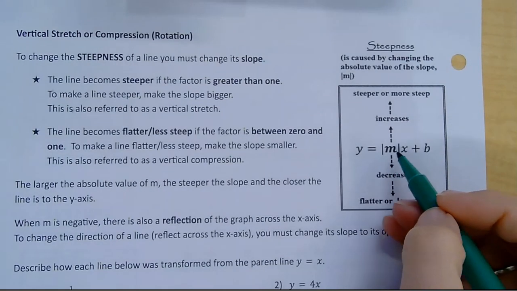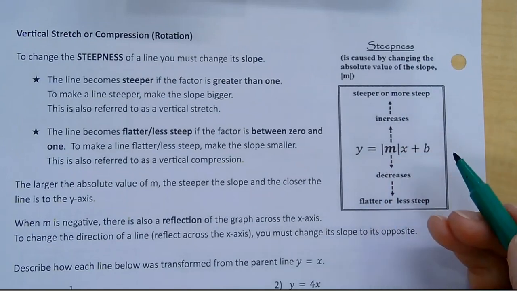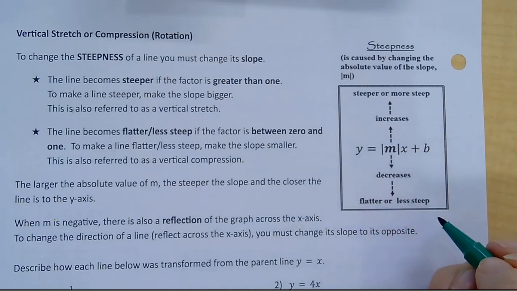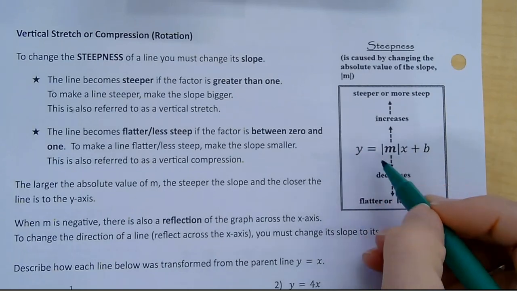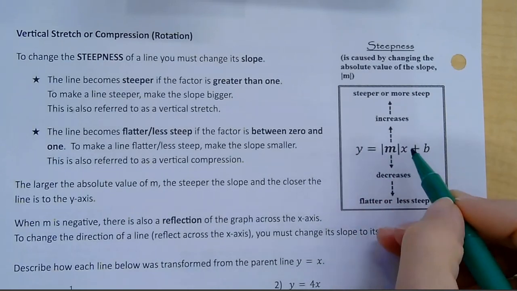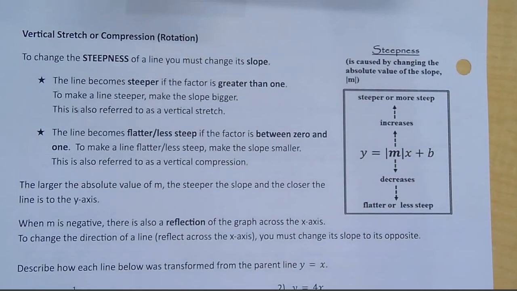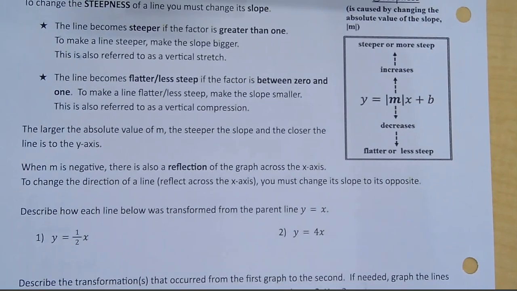Steepness means that if the absolute value of m, your slope, increases, we are getting steeper. If the absolute value of our slope decreases, we are getting less steep, or flatter. And the reason we say that is because if you imagine a negative slope compared to a positive slope, you know that one is going downhill and one is going uphill. So it's harder to see the values unless you think about the absolute value of your slope.